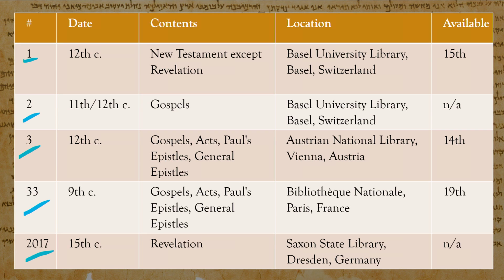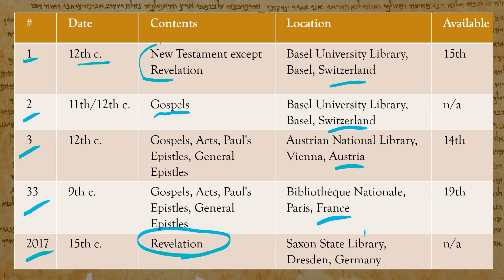Okay, that's the name of the manuscript. And you can see each one of them has different contents. So number 1 comes from the 12th century. It has a whole New Testament except for Revelation. Number 2 comes from the 11th or 12th century, just has the Gospels. Number 3 has a lot more. Number 2017 has just the book of Revelation in it. And these are all in different places: Switzerland, Austria, France, Germany. These things are stored all over the world.